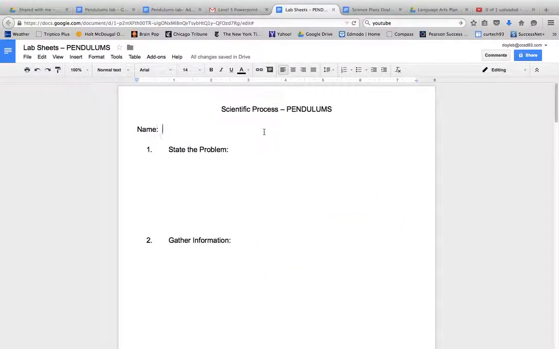Now we're going to fill out the lab sheet for our second Pendulums lab. So this is for level 3, and this is the Pendulums lab where we change the length of the pendulum. So once again, we'll start with putting your name on your paper.